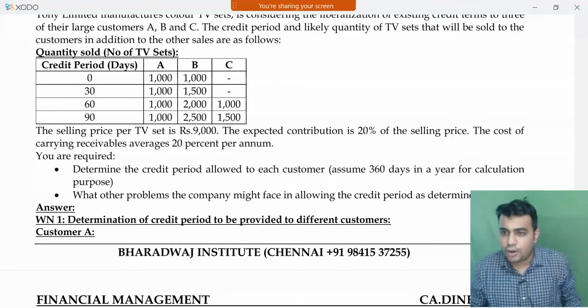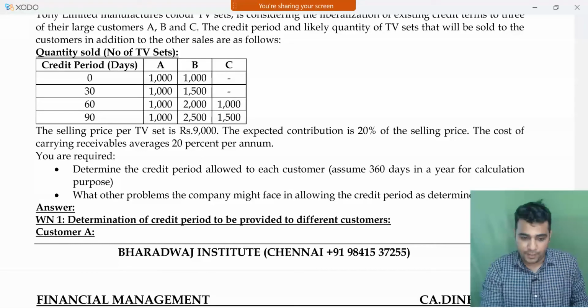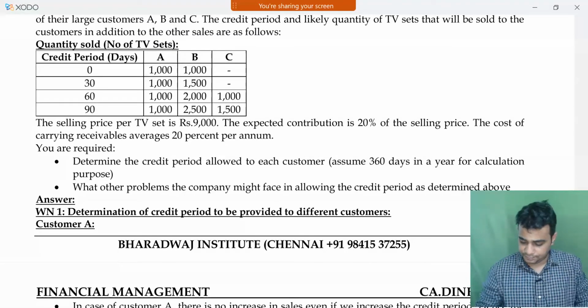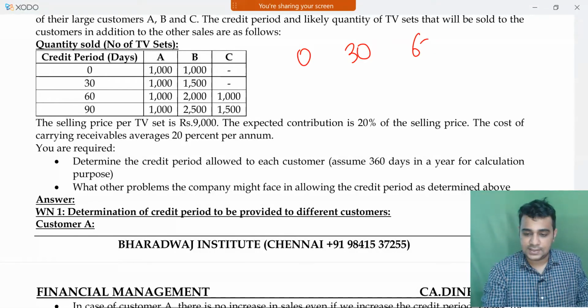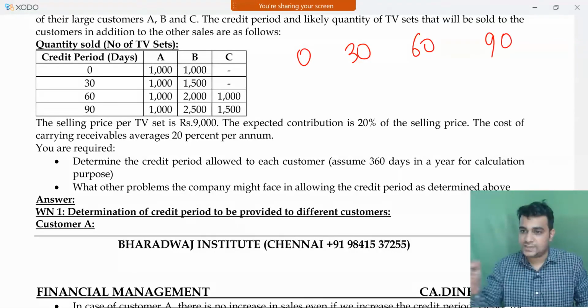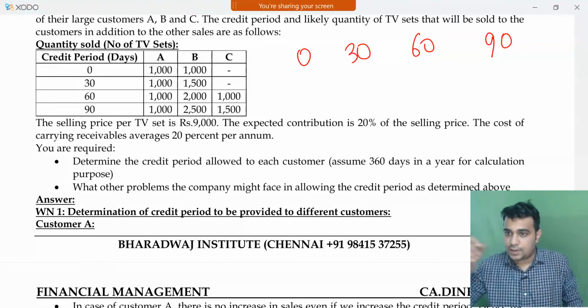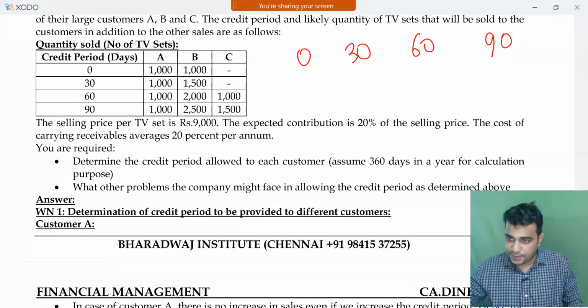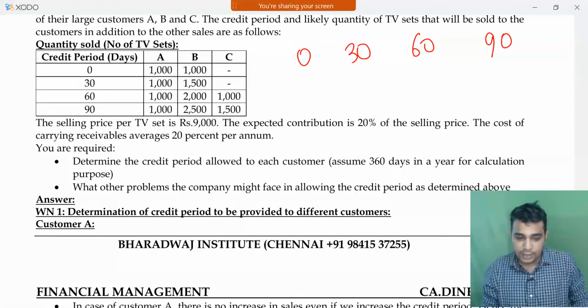I'm not going to tell you to do the solving now, but it's the same format. You're going to put it in the same format. Customer A, what you will do? 0 days, 30 days, 60 days, 90 days. You will have to do a statement for every customer. What you will do? Sales, less variable cost, less fixed cost, gross benefit, less bad debt if at all there, less your credit administration cost, less cash discount, less interest cost, and you get a net benefit.